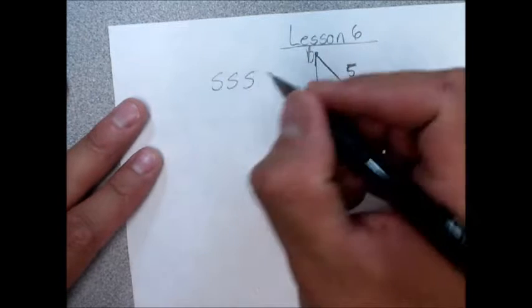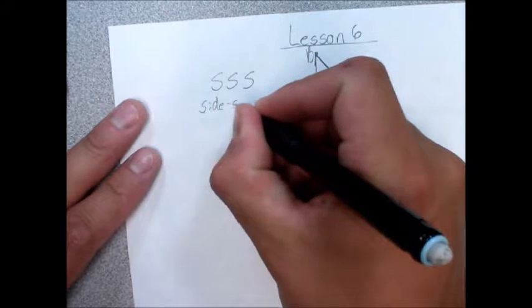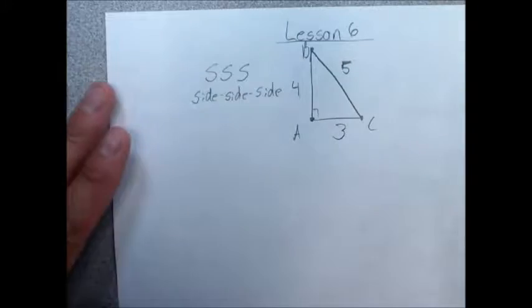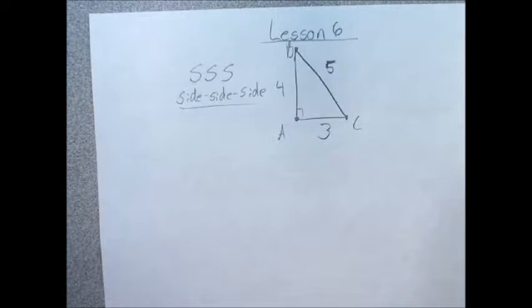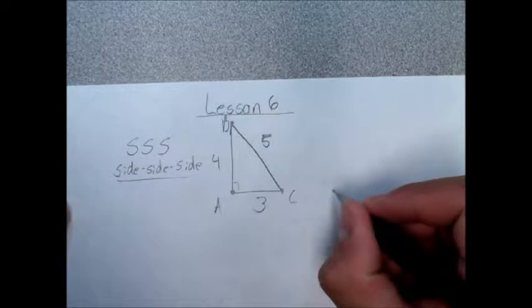So if you're not going to remember this, if you're going to think it's 5, 5, 5, maybe you should write side, side, side. Alright, anyway, side, side, side is the first one that you're going to learn. It's a postulate. If three sides of one triangle are congruent to three sides of another triangle, then these two triangles are congruent.